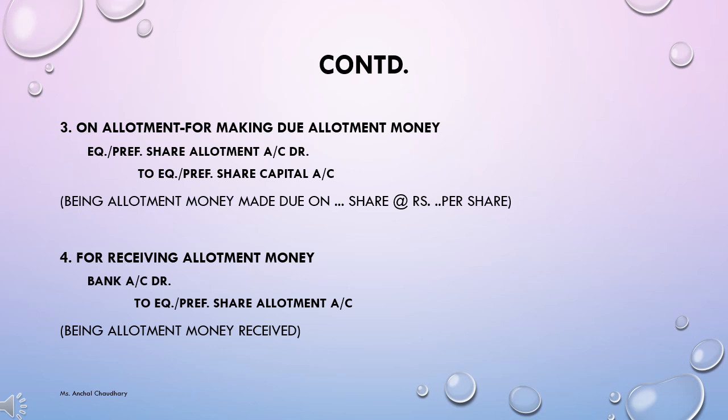On allotment, for making due allotment money, when your allotment money is due, share allotment account debit to share capital account. When you have received the allotment money, bank account will be debited to equity or preference share allotment account.